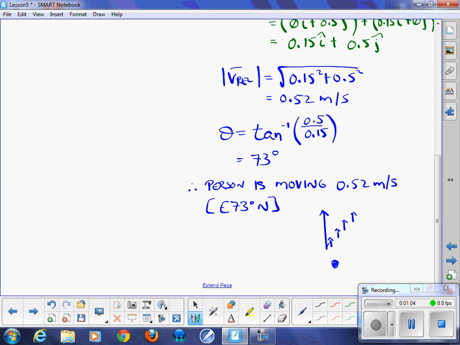So if they're doing this at night when there's no lights around them, they wouldn't realize that they've actually traveled this distance along the x-axis. So that's what relative motion is. It's watching the person think they're moving one way when they're really moving another.